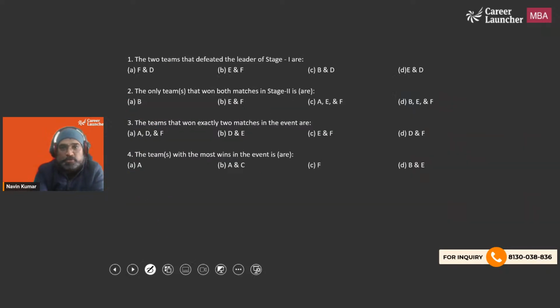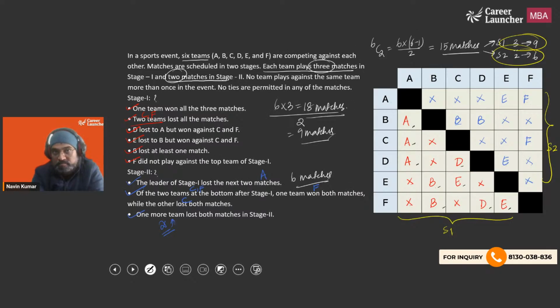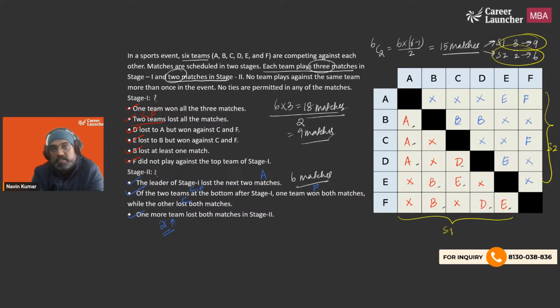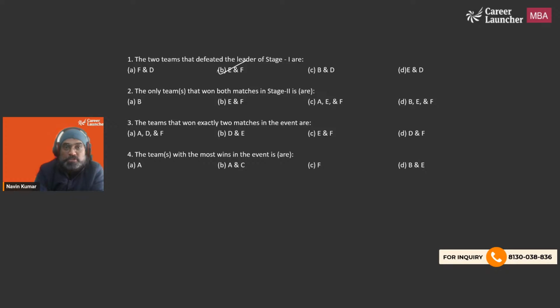Now, let's look at the questions that are asked. The two teams that defeated the leader of stage 1. The leader of stage 1 is A. The two teams that defeated them were E and F. So it's going to be option B. The only team or teams that won both matches in stage 2. So basically they're asking us indirectly, in the second stage, that is the upper triangle, which letters do we see written 2 times? So we see B written 2 times, E also, and F too. So B, E, and F, option D.